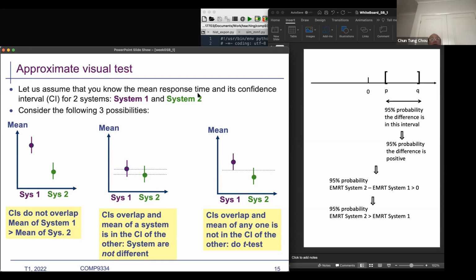Okay, so can we use the confidence intervals for the mean response time of system 1 and system 2 to draw some conclusions? In some cases, you can. There are 3 different scenarios that we need to consider. Here I have the confidence interval for system 1, and the confidence interval for system 2 here.